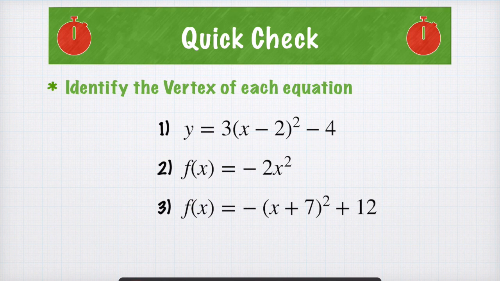So now we're going to do a quick check, and I want you to identify the vertex of each equation and write it as an ordered pair. So it'll be something along the lines of (h, k). Remember, because of that negative sign in there for the h, you want to take the opposite. So if it says minus 2, you want to write it down as plus 2. So go ahead, pause the video, and do this quick check. It shouldn't take you too long.